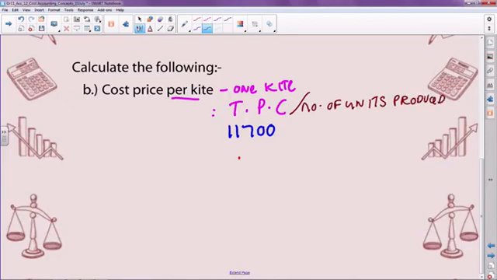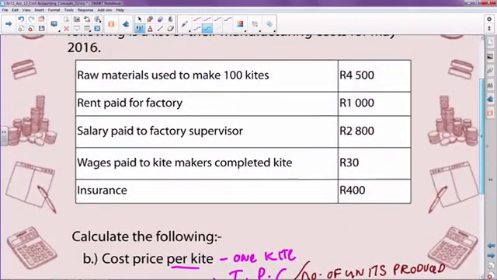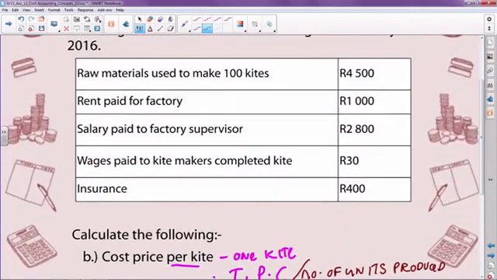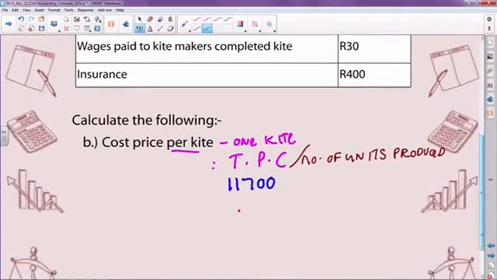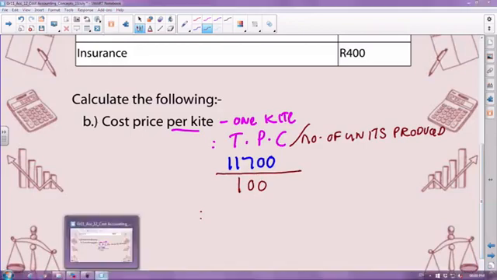Right, so how many kites were manufactured? It was 100, but let's just make sure. Raw materials used to make 100 kites. So we're going to divide the total production cost by 100, and that will give us the cost price for manufacturing one kite. So let's get the calculator out again.